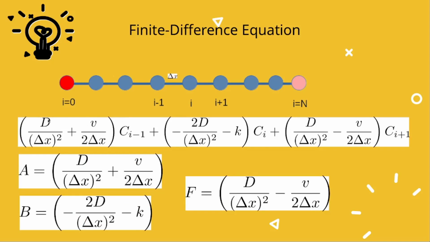So I can take these parenthetical terms, D over delta x squared plus v over 2 delta x. I know this value. I know D, I know delta x, which I'm assuming, and I know v, the velocity. So I can essentially compute this once and call that a. I can similarly compute this parenthetical term here, call it b. And I'm going to compute this parenthetical term and call it f.